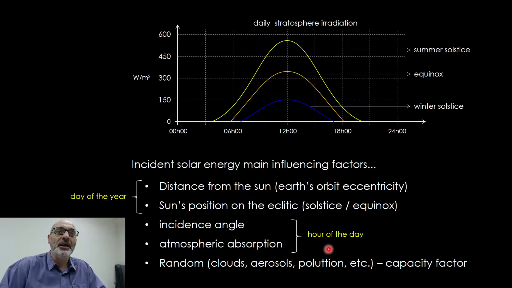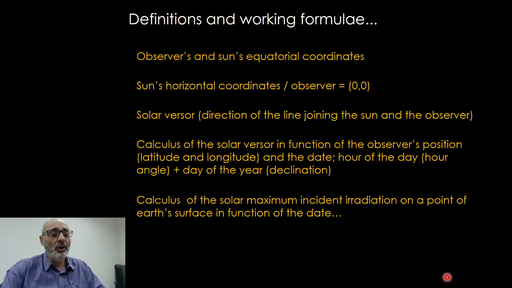We also have parameters that depend on the hour of the day, so this incidence angle, and also the atmospheric absorption. This depends on the hour of the day. And we also have random effects here: clouds, dust, pollution, and so on. And we're going to assess this through our capacity factor. Okay? So, our definitions, we already have many definitions, but we need to define our working formulae.